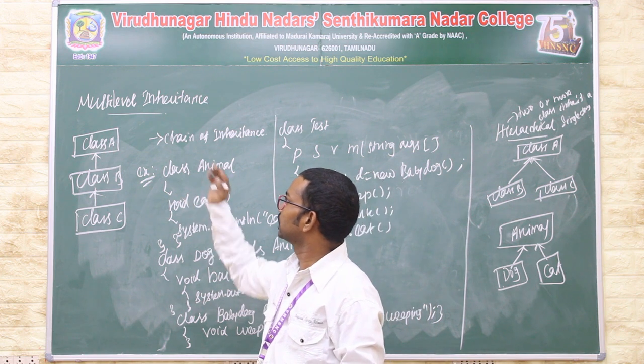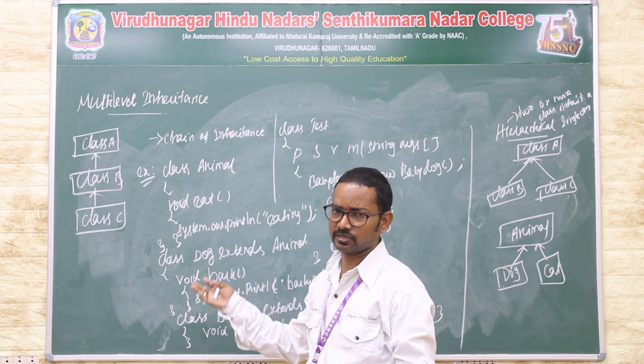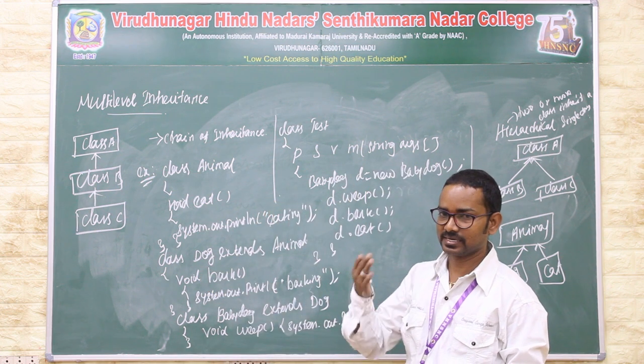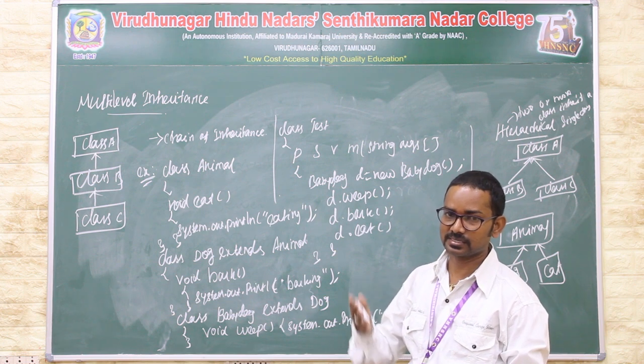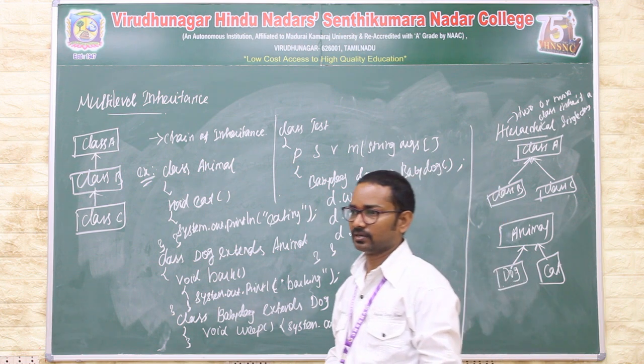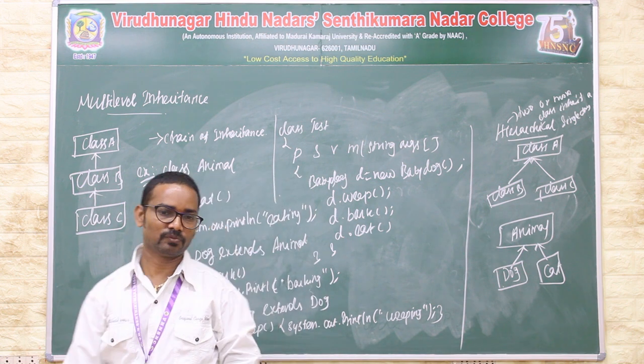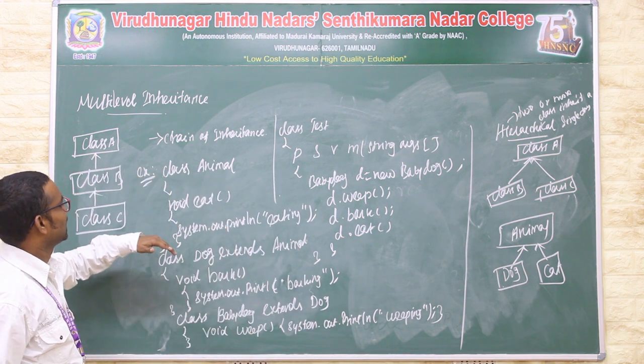Okay, now we have discussed multi-level inheritance. Already discussed, multi-level inheritance means a chain of inheritance. One class inherits the properties of another class, which inherits the properties of another intermediate class. This is an example of multi-level inheritance.